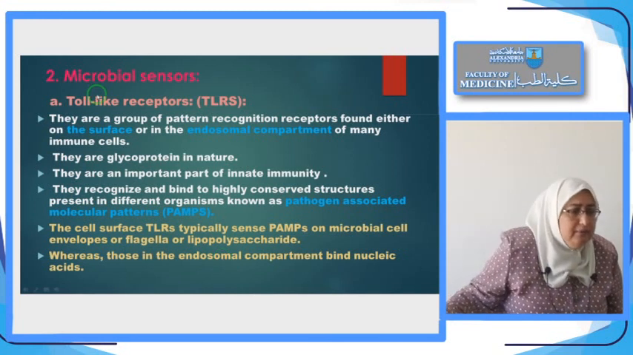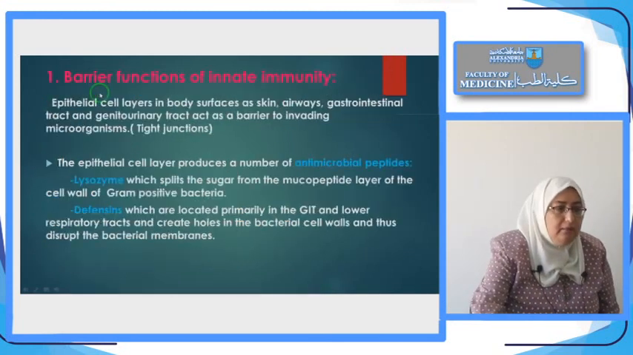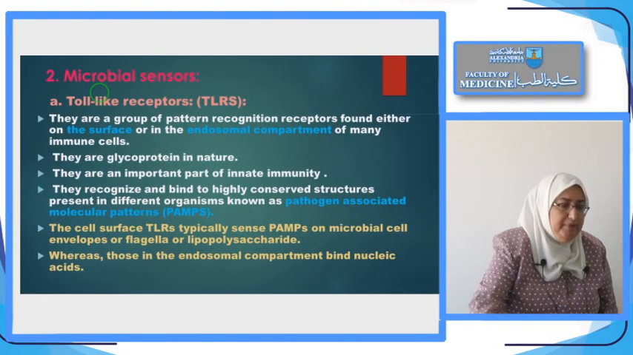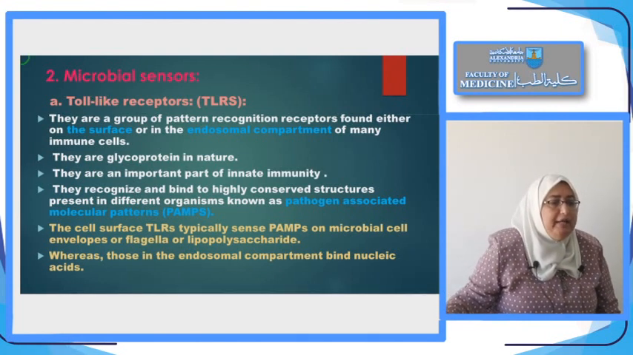After that, the second innate immunity: first, barrier function of the epithelial skin and mucous membrane, secondly, microbial sensor. We have two main microbial sensors, Toll and NOD.